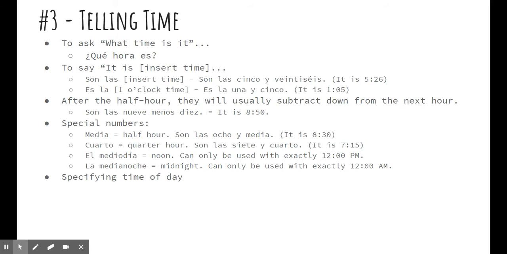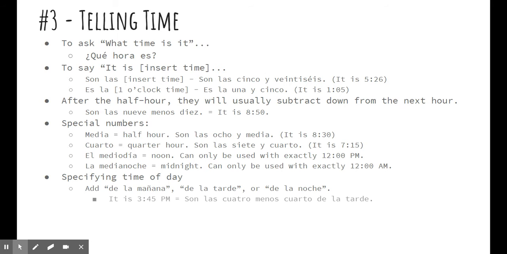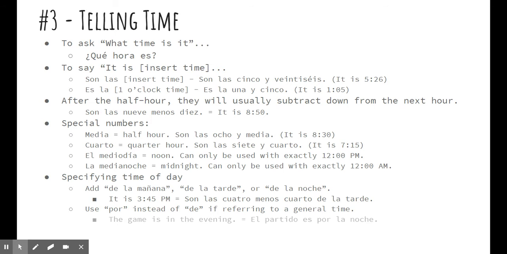And then for specifying the time of day, you're going to add de la mañana, de la tarde, or de la noche, depending on the time. So it is 3:45 p.m., son las 4 menos cuarto de la tarde. Tarde in the afternoon is going to go through about 5 or 6 o'clock. Use por instead of de if referring to a general time, such as the game is in the evening, el partido es por la noche.